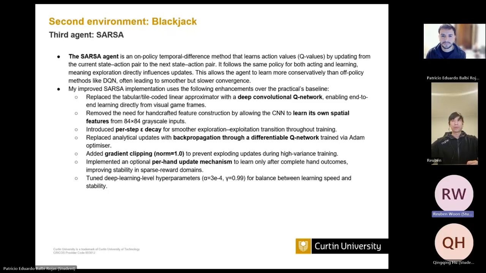My improved SARSA implementation uses the following enhancements over the practicals baseline. We replaced the tabular tile-coded linear approximator with a deep convolutional Q network, enabling end-to-end learning. We've replaced the analytical updates with backpropagation through a differentiable Q network trained by the Adam optimizer. And we implemented an optional per hand update mechanism to learn only after complete hand outcomes, improving stability in this particular environment. Next, please.